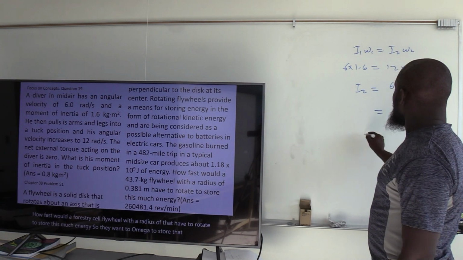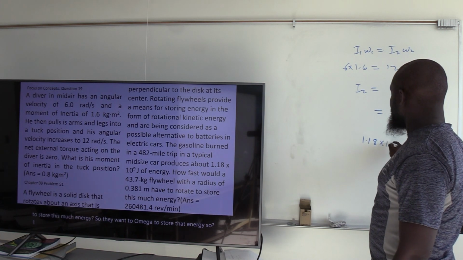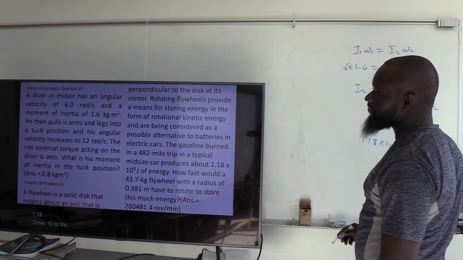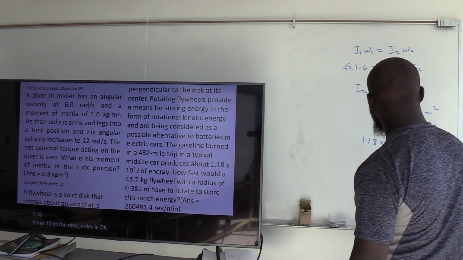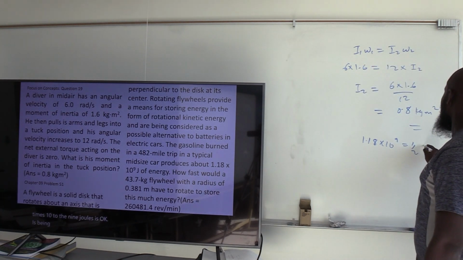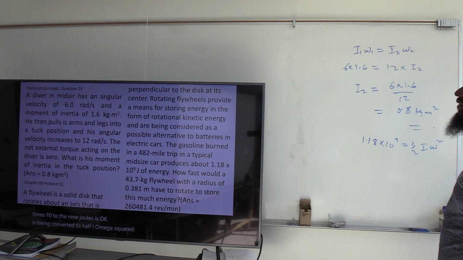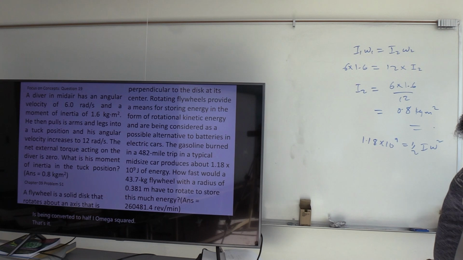So 1.18 times 10 to the 9 joules, is that okay? Is being converted to half I omega squared. That's it. Half I omega squared.